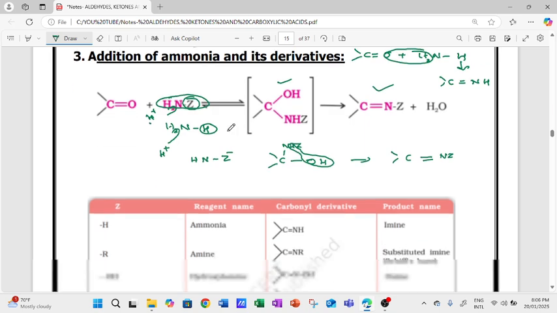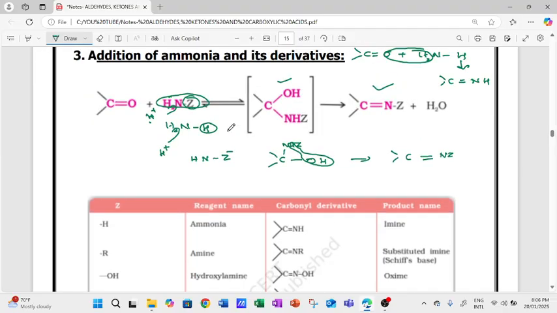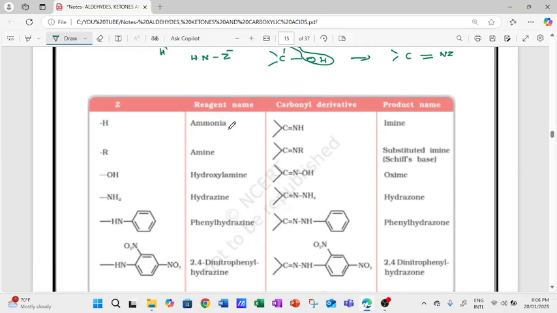Got it? So in this tabular column I have given which substituents Z can be. It can be hydrogen; if it is hydrogen, we call it ammonia, and the resulting product is imine. Z can be replaced by R, then it is an amine, and the resulting product is called a substituted imine or Schiff's base. Z can be OH, then it is hydroxylamine, and the product is oxime.